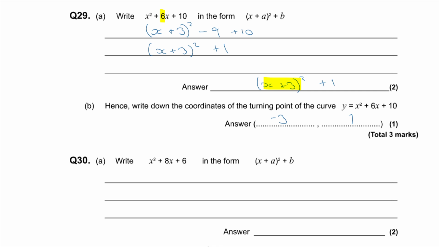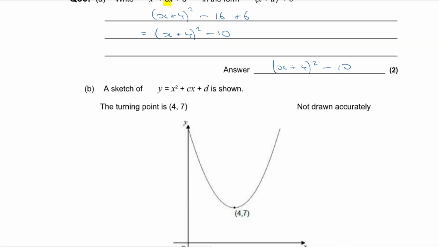Question 38: write down x squared plus 8x plus 6 in the form (x plus a) all squared plus b, so again in completed square form. We're going to take this coefficient of x and halve it. I'm going to write down (x plus 4) all squared, subtract the square of 4, which is 16, and plus 6 that was already there. Tidying that up, (x plus 4) all squared, minus 16 plus 6 is minus 10, so that's my completed square form: (x plus 4) all squared minus 10.